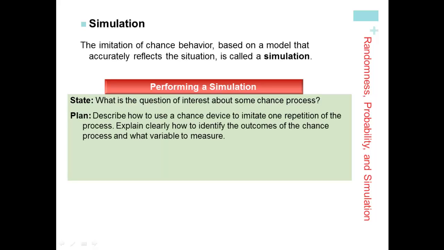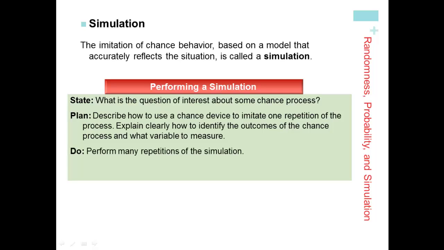The plan: describe how to use a chance device to imitate one repetition of the process. Explain clearly how to identify the outcomes of the chance process and what variable to measure. For example, I could use a coin, and let heads be a boy, tails be a girl. I could also use a die, and let the even numbers represent a boy and the odd numbers represent a girl. Or I could use the random digit table in the back of the book and let the even numbers represent a boy and the odd numbers represent a girl.